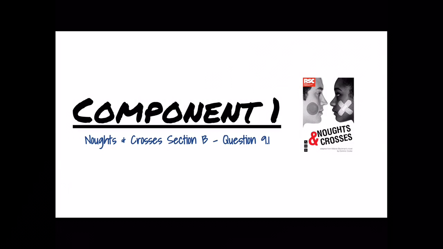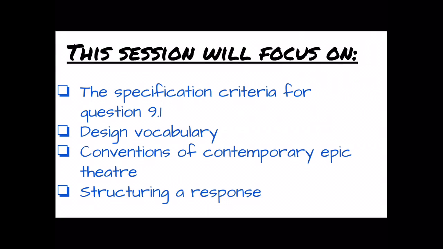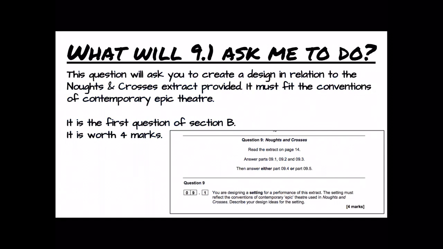So this particular session is going to focus on Noughts and Crosses section B, and more specifically on the design question, which is question 9.1. What we're going to cover in this session is the specification criteria for question 9.1. We're going to look at some design vocabulary. We're looking at the conventions of contemporary epic theatre and also how you would structure a response.